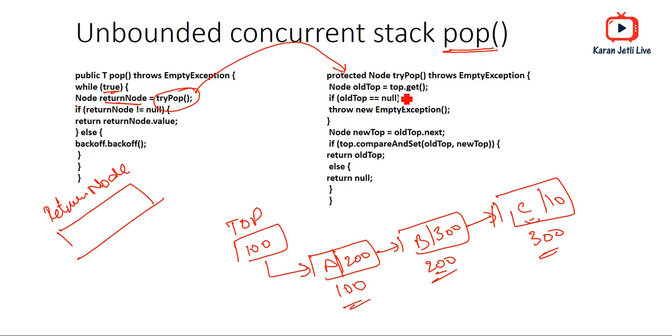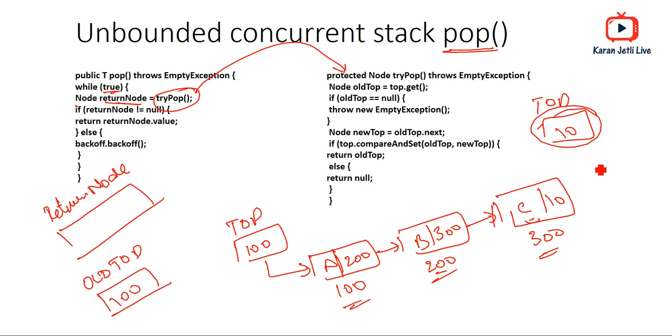Node old top is equal to top dot get. So here is my old top dot get. Whatever data is in top goes to old top, 100. If old top is equal to null, it means there is nothing in the stack. Okay, but in this case it is not null. Suppose there is nothing in the stack, top has null, meaning my stack is empty, then it will throw an empty exception. But in this case it is not null, isn't it? What is old top? 100. So we skip this part and we come here.